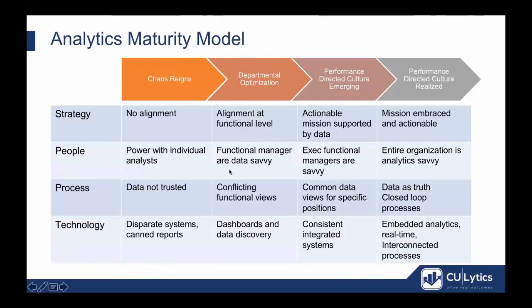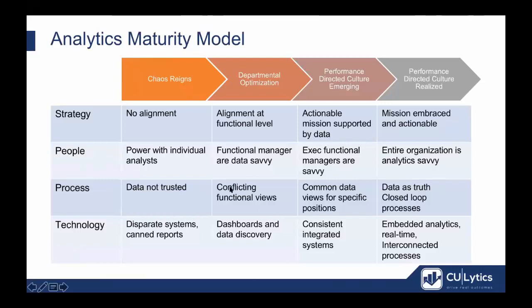When in this stage, the functional managers are becoming more data savvy. They not only understand the data, but they also know what questions to ask the analyst. They are also asking analysts to stretch themselves and get better insights or better integration so that they are able to get to the information that they have been craving for.